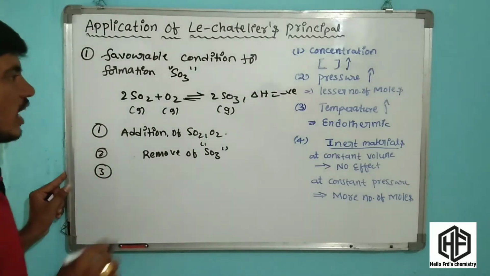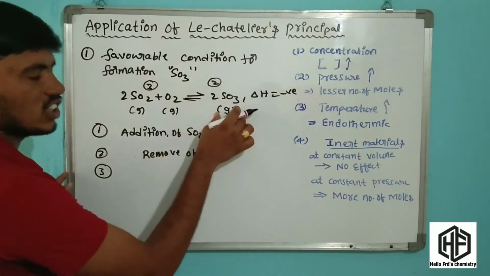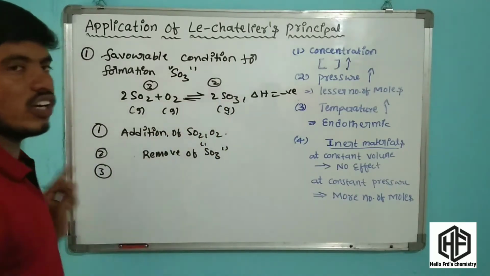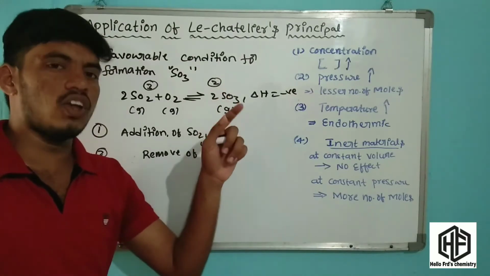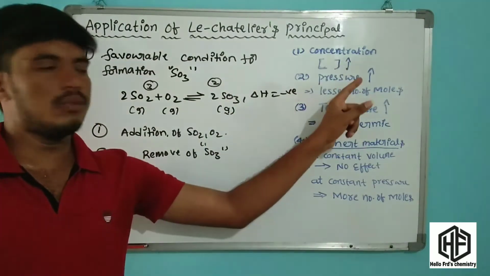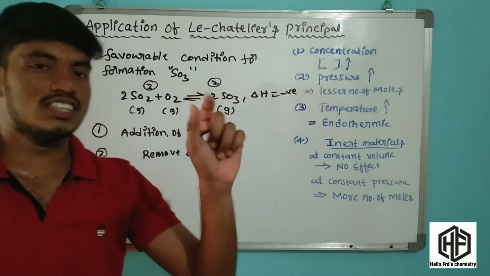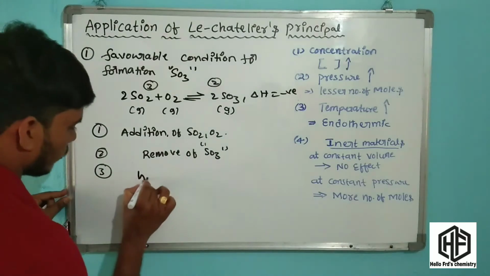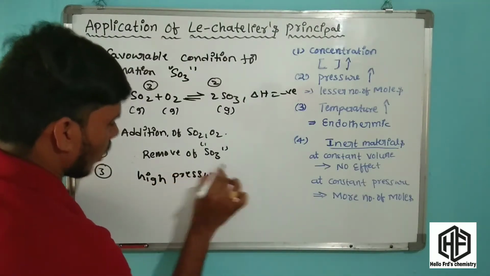And the third favorable condition: there are 3 moles of gaseous reactant molecules and 2 moles of gaseous product molecules. In the forward direction, what happened there? Gaseous molecules decrease. Equilibrium shifts to the side with the lesser number of moles, so the favorable condition is high pressure. Friends, high pressure is favorable.